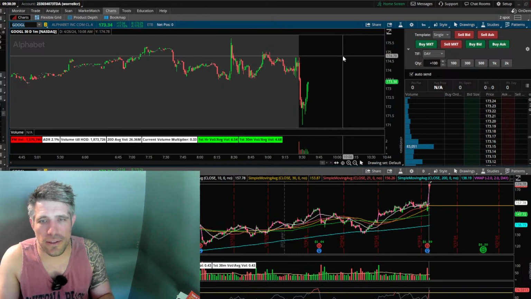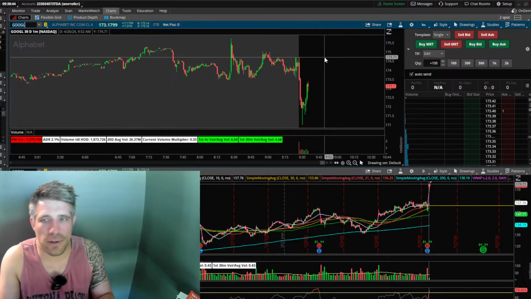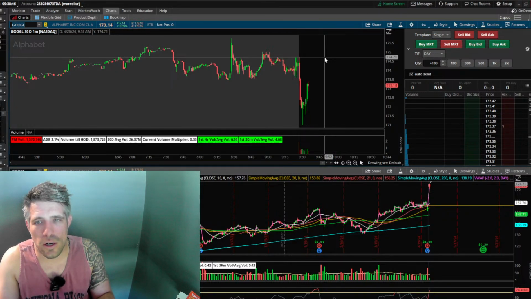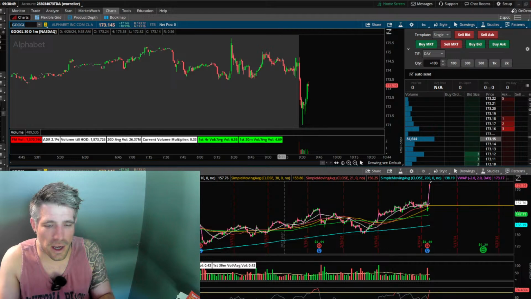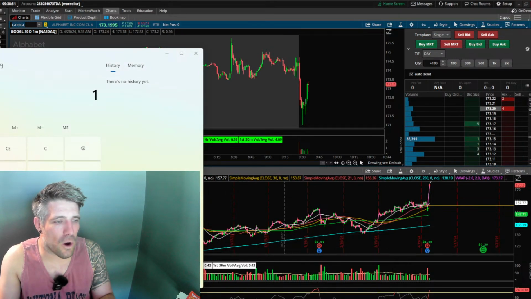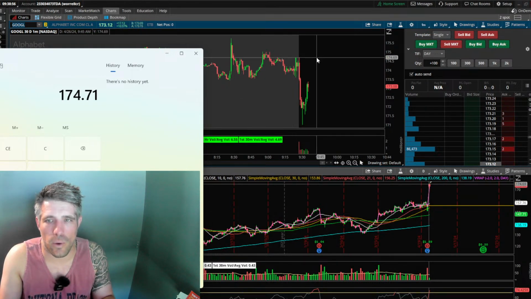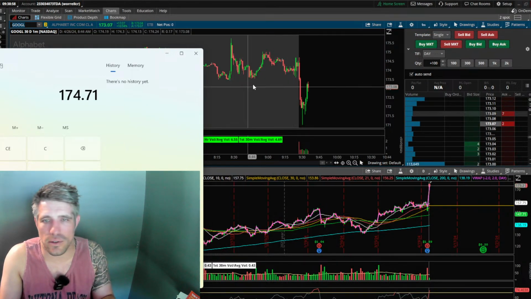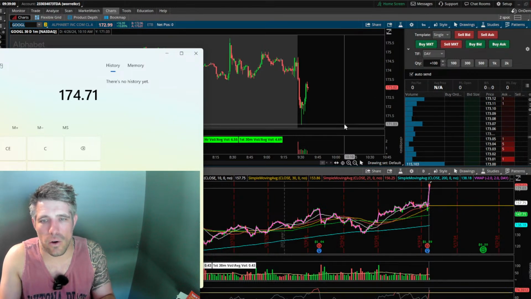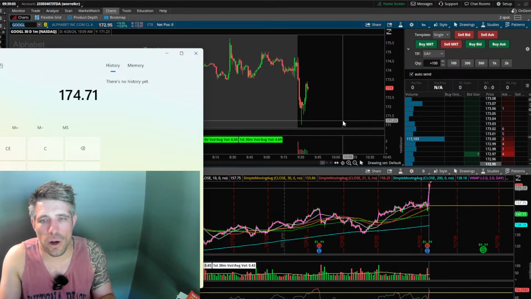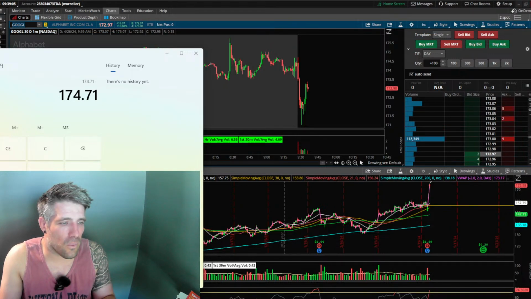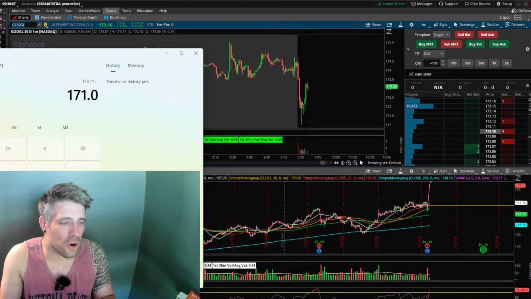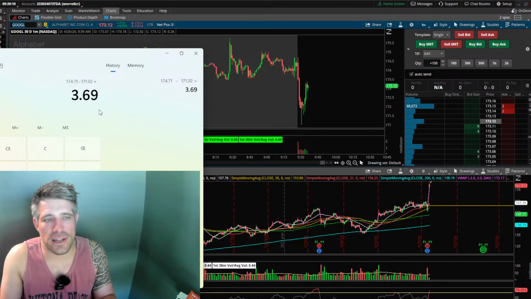I do want to calculate this though, because if it does give this V-shaped recovery and breaks through this top, I want to have my risk. So it's 174.71. I'm going to show you how I'm going to do this, okay? So I'll bring up my calculator. I'll say 174.71 because that's this top right here. 174, actually, that's close enough. And then we'll subtract this low, which is 171.02. And that gives us a rough idea of how much each share costs if you decide to buy it.